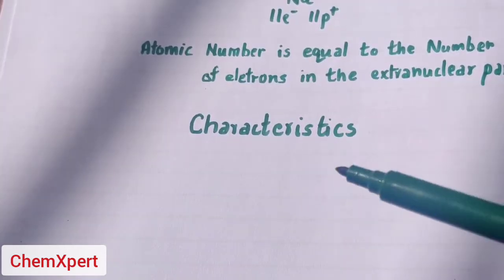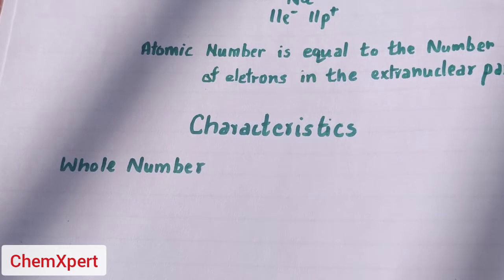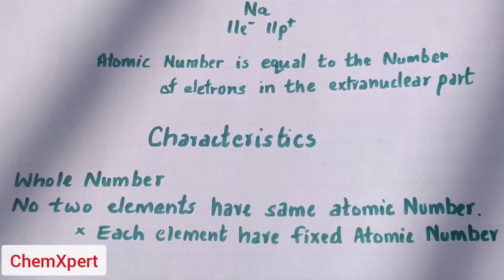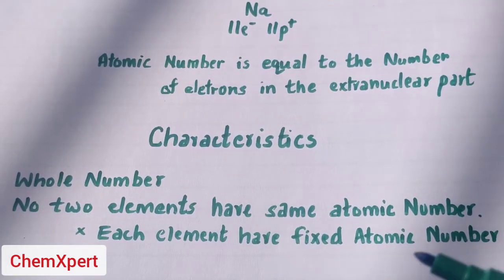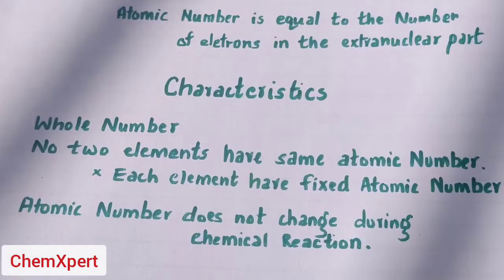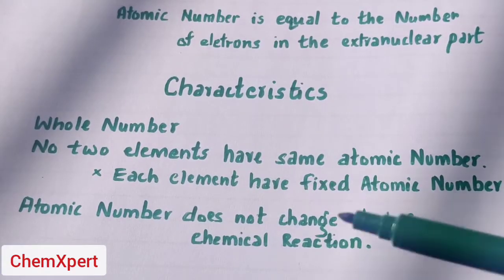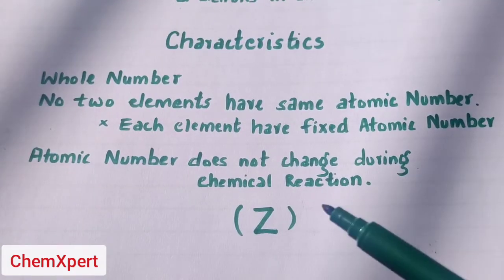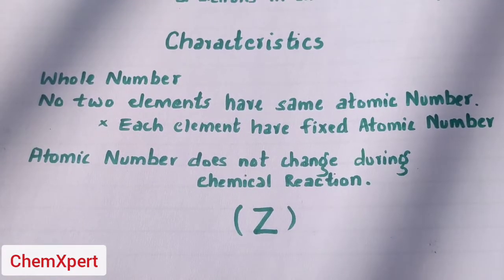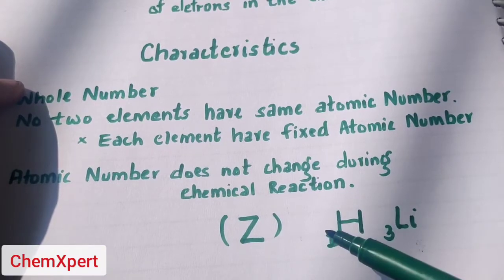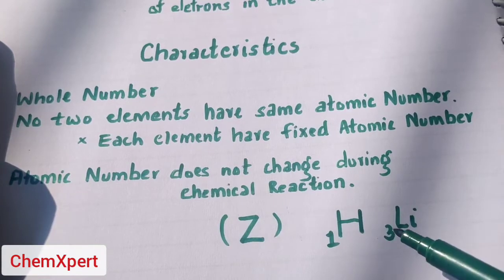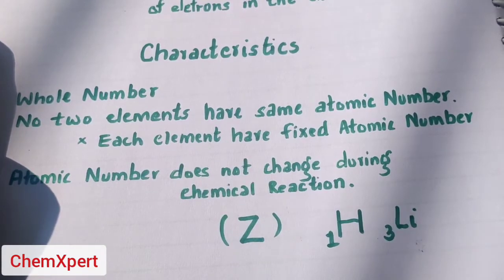A few characteristics of atomic number: it is always a whole number. No two elements have the same atomic number. That is, each element has a fixed atomic number. And atomic number does not change during a chemical reaction. It is denoted by the symbol Z, and it is always written on the left lower side. Here, 1H, so 1 is the atomic number. 3Li, so 3 here is the atomic number.